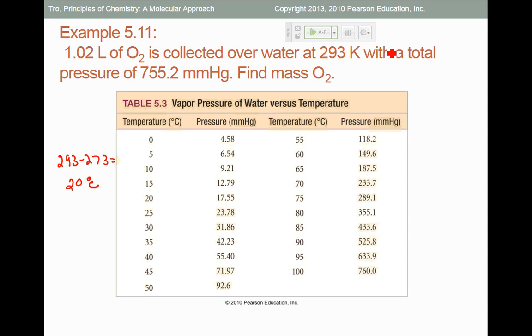Now we don't want degrees Celsius for our calculation. We're literally just using it to figure out the correct partial pressure of water. Because remember, in PV equals nRT, we have to use Kelvin. So we have that our partial pressure of water is 17.55 millimeters mercury. So now that we know that, we can calculate this, and this is just the same as all of our other partial pressure problems that we've talked about.